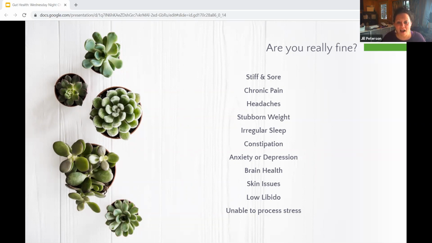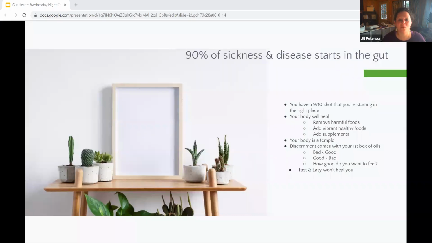So, as you're thinking about all of that, I want to talk about gut health as a whole. And 90% of our sickness or our diseases start in the gut. So if you start your work there, you have a 9 out of 10 shot that you're starting in the right place. It's not fixed by cutting out one food. It's not fixed by following a diet and doing it super strict for 2 months and then saying, woohoo, I'm healed. That's really not how it works with your gut.